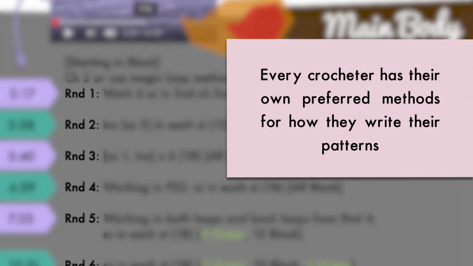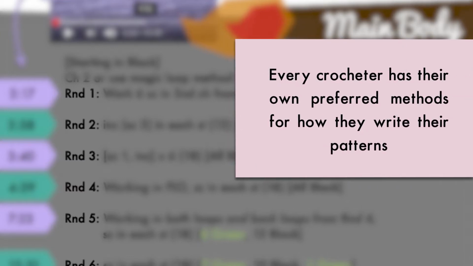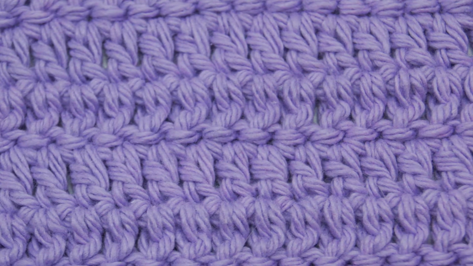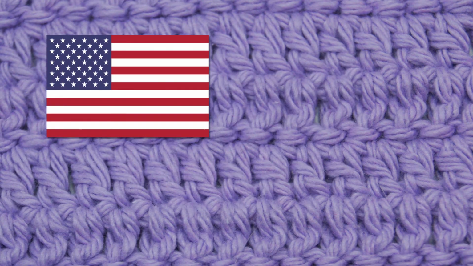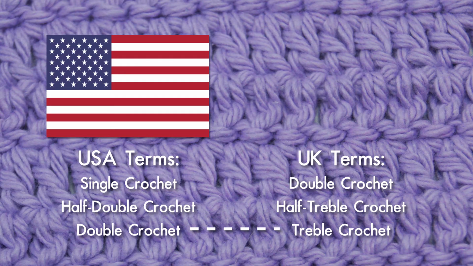The steps to a pattern are usually written as round 1 or row 1. Remember the rounds and rows from chapter 4? These are there to help you keep track of where you're at in the pattern. It's important to realize that every crocheter has their preferred method for how they write their patterns, and it can kind of get confusing every now and then. And different countries have totally different styles of writing patterns. These are just the American terms. For example, in the UK, the double crochet is called the treble crochet.